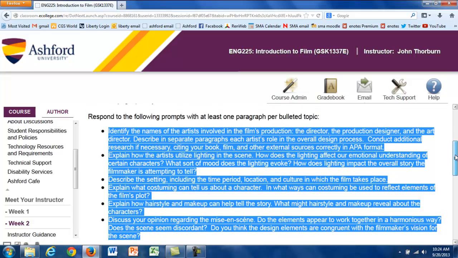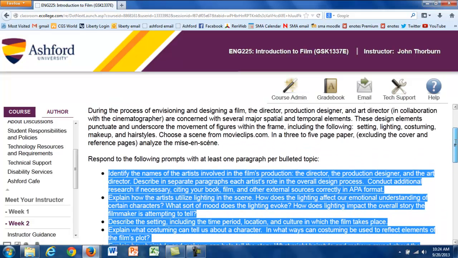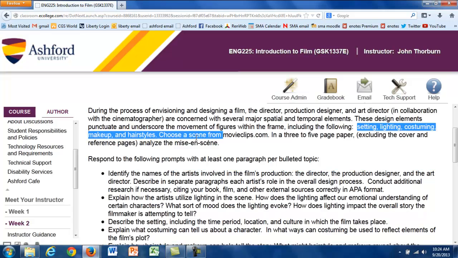Now also, with any research paper, or with any paper that you write for college, you need to have an introductory paragraph and a concluding paragraph. In the introductory paragraph, you're going to tell us what film you're dealing with and also what areas of that film you're going to analyze.